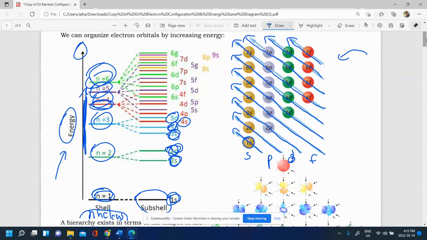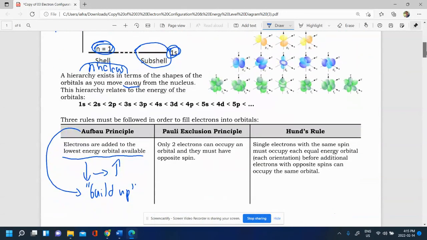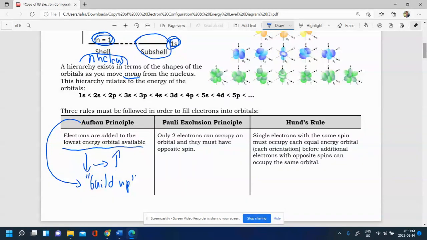So if you draw this out on a cue card and you have it next to you when you're doing some homework, it'll make your lives a lot easier, especially when we start doing some examples of electron configuration. Now, when we're trying to make electron configurations, there are two other rules we need to follow.